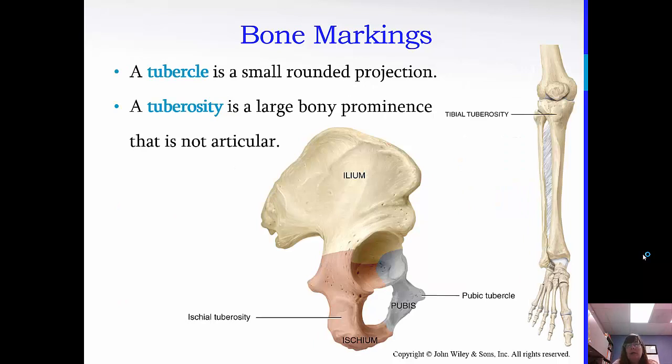A tubercle is a small rounded projection, like the pubic tubercle there on the pubis. And a tuberosity is a large bony prominence that is not articular, so it doesn't articulate with any bones. The tibial tuberosity is right in front. It's basically right below your kneecap on your shin, in a nutshell.